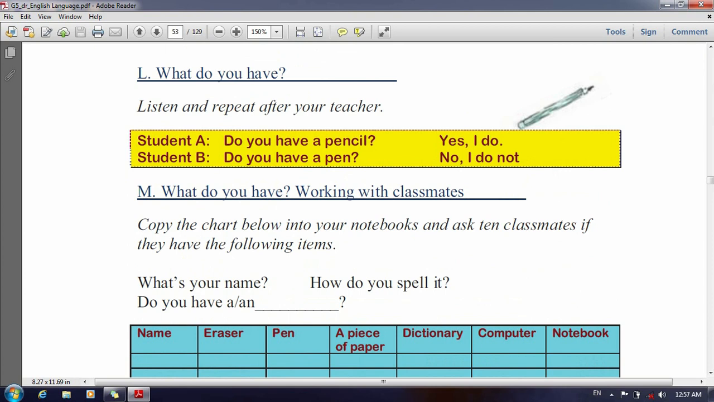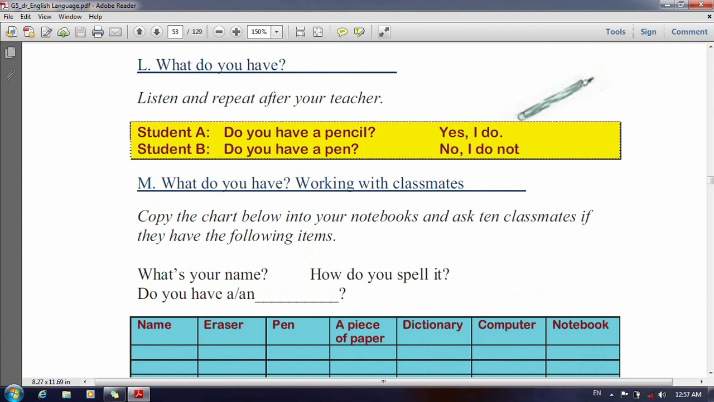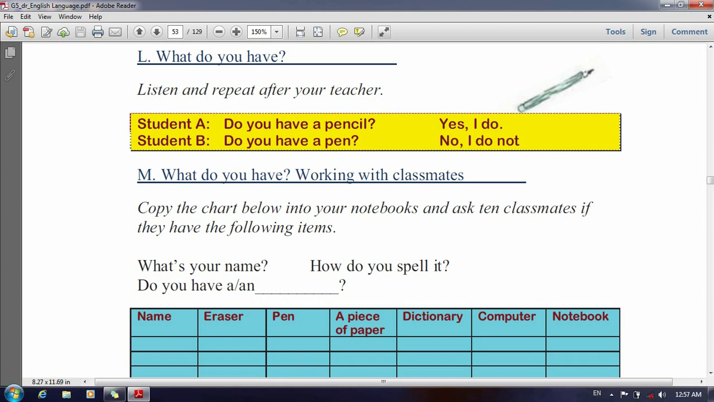What do you have? Listen and repeat after your teacher. Student A: Do you have a pencil? I have a pencil. Really? Yes, I do. No, I don't.